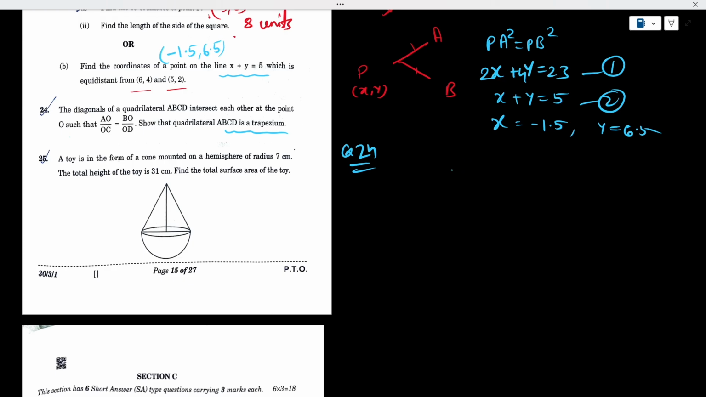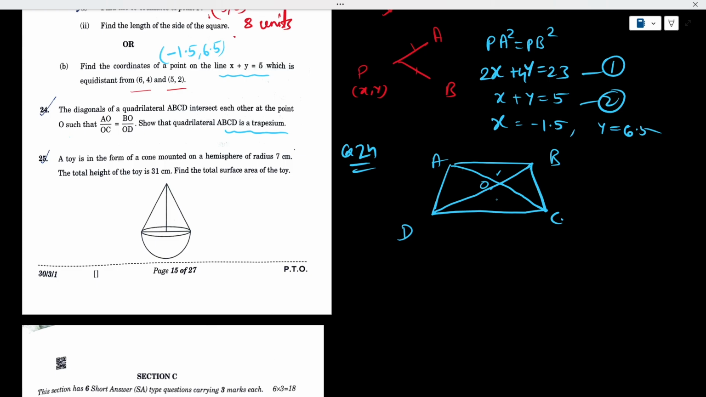So first you draw one quadrilateral, right? If I draw quadrilateral ABCD, what is given here? Both diagonals intersect at O, so I can take it here. The figure is also not given, so marks weightage will be there for the figure also. Now what is given? AO by OC, right?